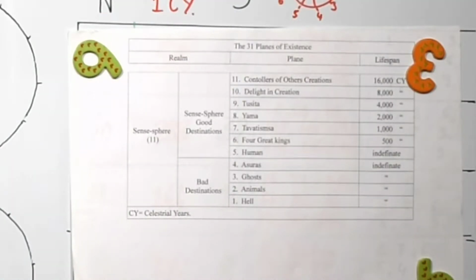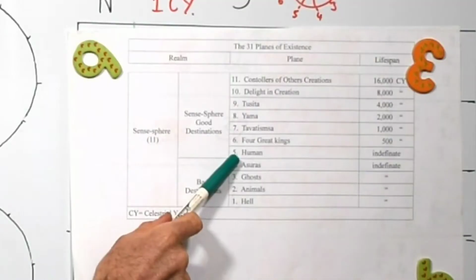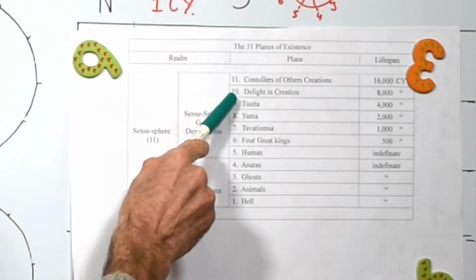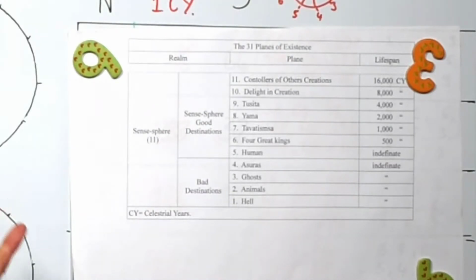So part of the theory of the teaching that I'm presenting is that we are in the human realms, and we can expand our consciousness up through various layers of expansive consciousness and continue to operate, to function within the sense sphere realm.